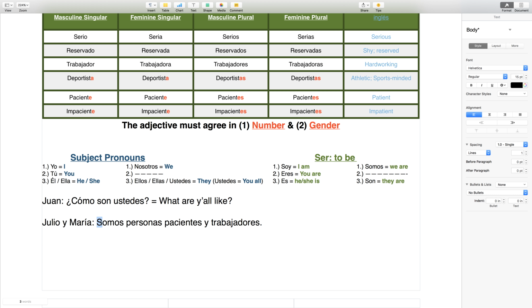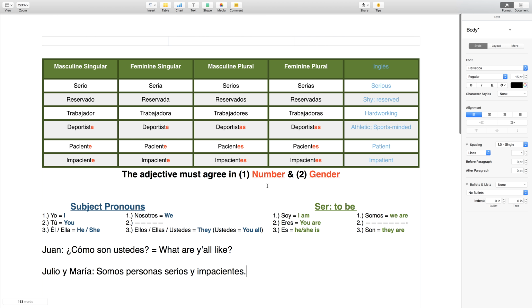So, again, it would be the same thing. Somos personas pacientes y trabajadores. All right? If you want to say we are serious and impatient, somos personas serios y impacientes. So when in doubt, go with the masculine form with the plural, okay?